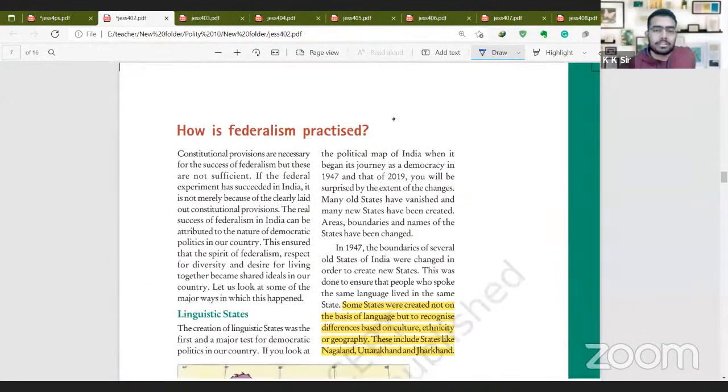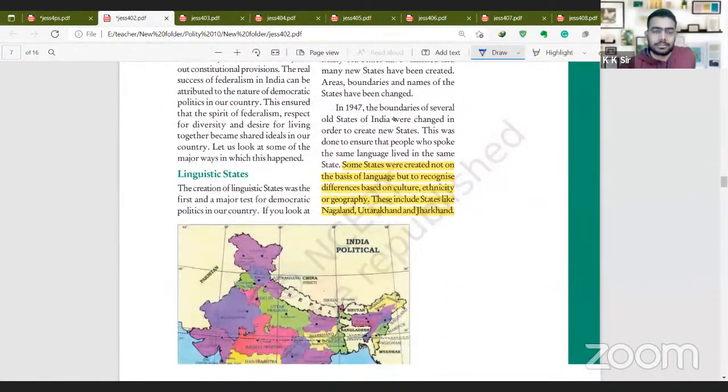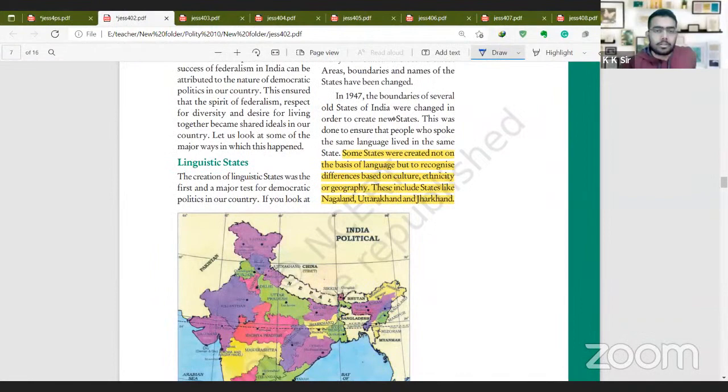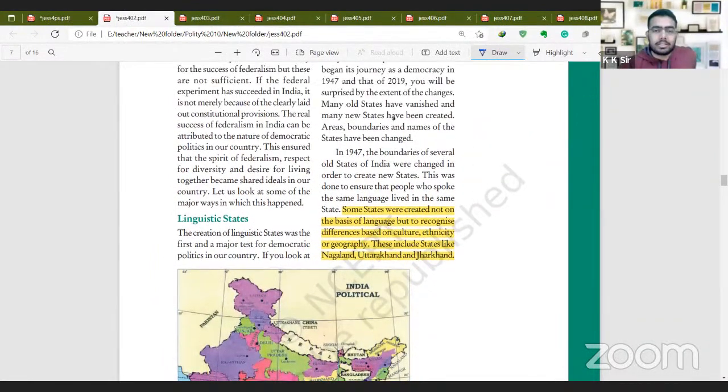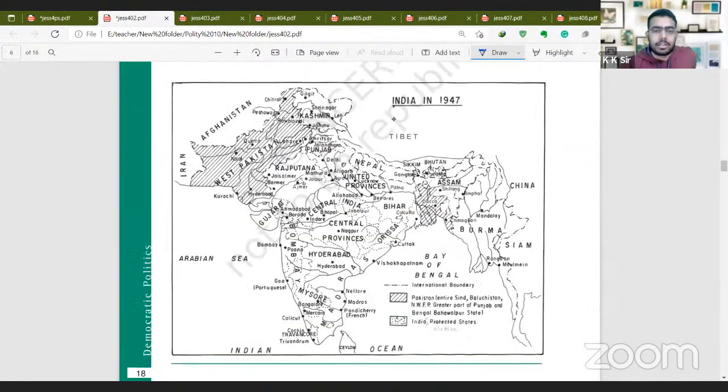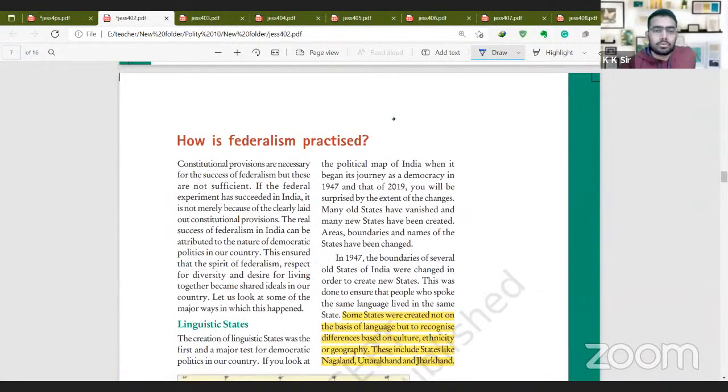Now, how is federalism practiced? Initially, in 1947, India was like this: Central India, central provinces, Hyderabad, Mysore, Odisha, Bihar, united provinces. There were no states as we see today. So the first question was how to create states, how to divide states.